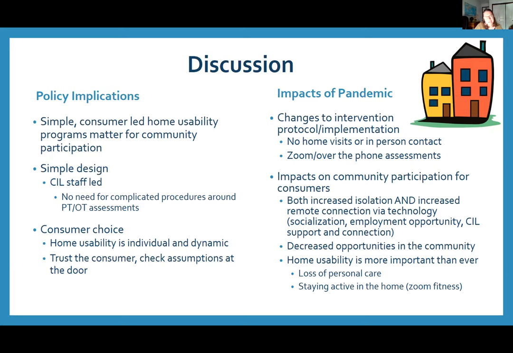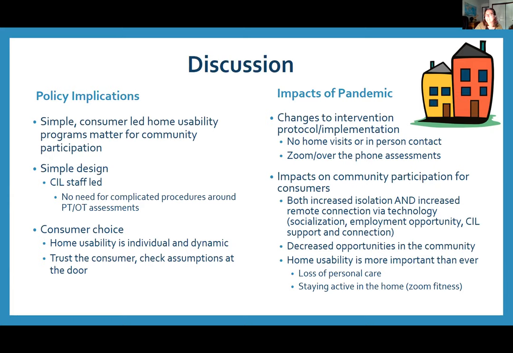So really, check your assumptions at the door about what a person may need to use their home, and trust that they know what's best for them. It's a core component of disability rights and independent living.